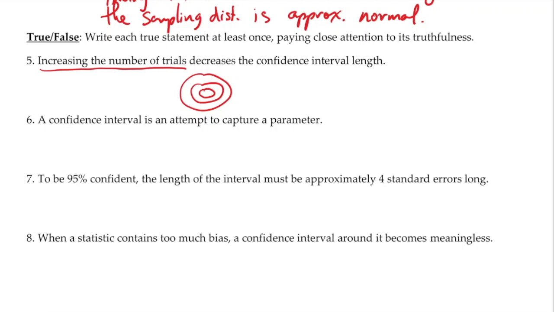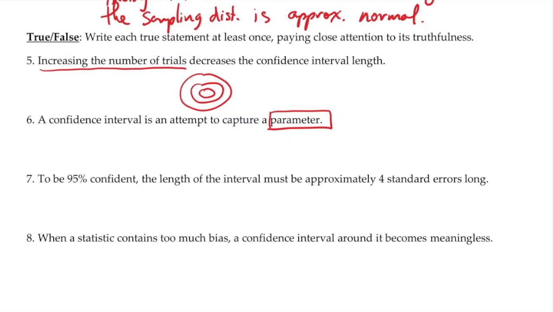6. A confidence interval is an attempt to capture a parameter. The key is the parameter. We're looking for a number that comes from the population, not from the sample. We already got a value from the sample. That's usually called p hat or x bar. But the key here is the parameter from the population.